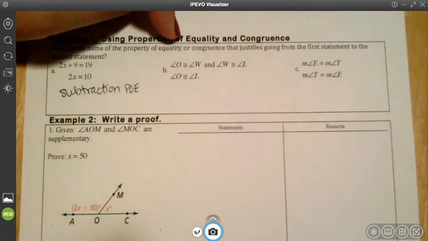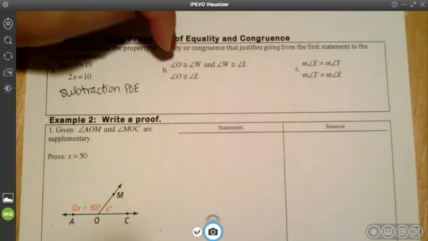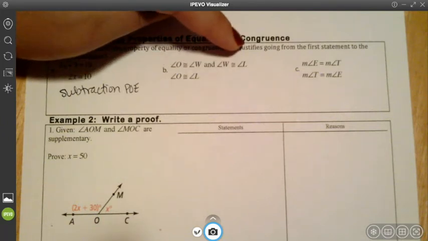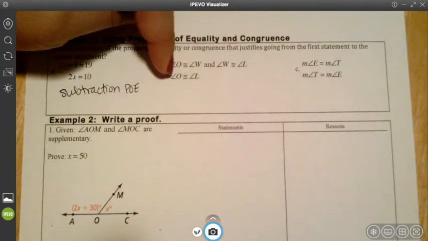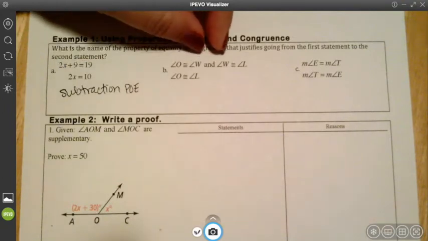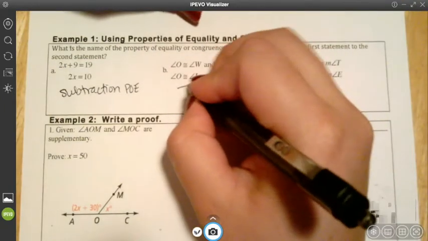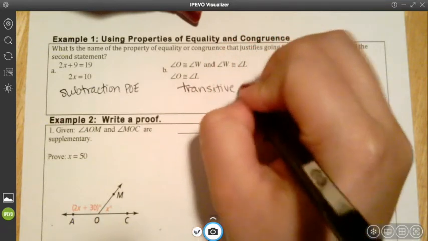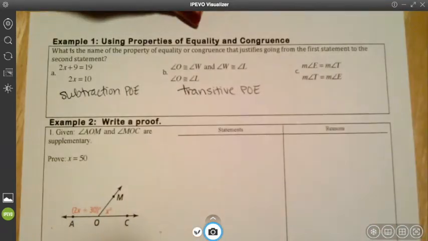In part B, we went from angle O is congruent to angle W, and angle W is congruent to angle L. And then we said, okay, so then angle O is congruent to angle L. What property lets us do that? The middle's matched, and therefore this is the transitive property of equality. If you say substitution, I will accept that for this one. But more accurately, more correctly, this is the transitive property.